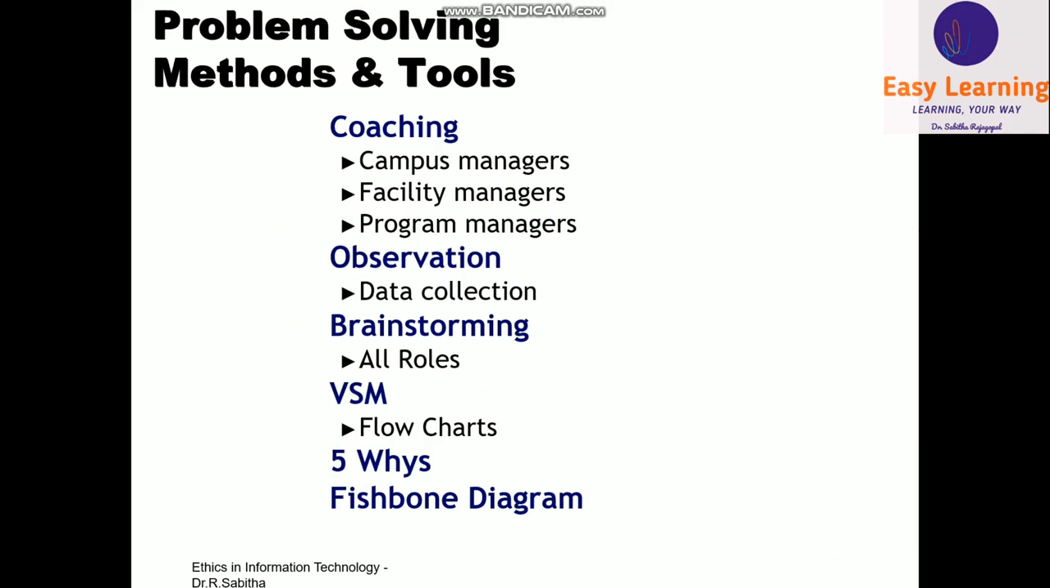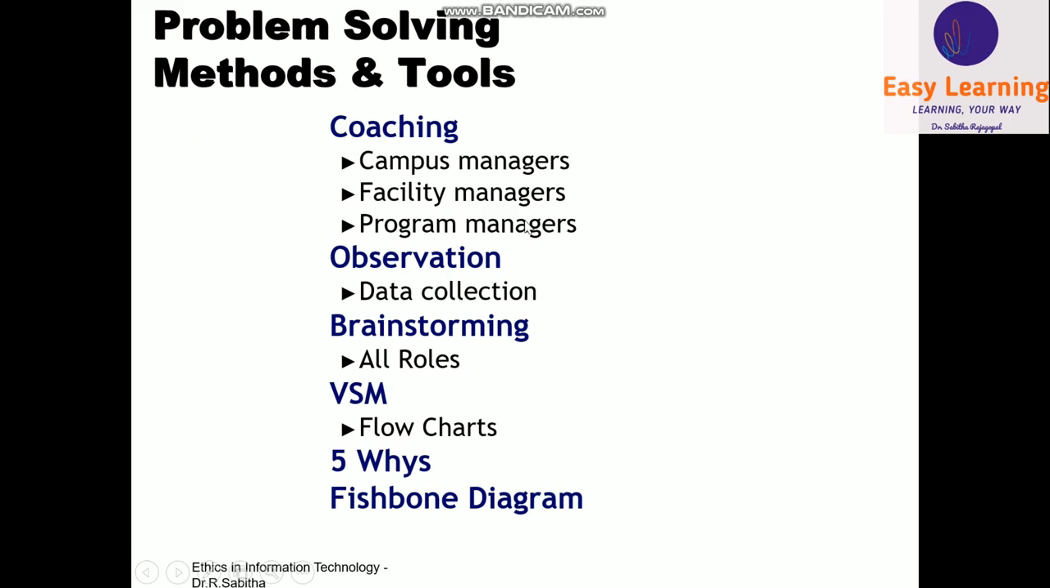Now we will see what the various problem solving methods and tools are. Along with the various other tools for problem solving, we saw one method called 5W and 1H, right? And we also used the fishbone diagram where we analyzed the cause and the effect, right? Similarly, we have various other tools which will help in solving the problem. The first one is coaching.